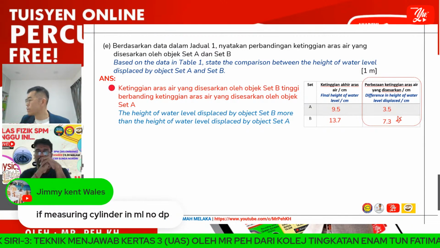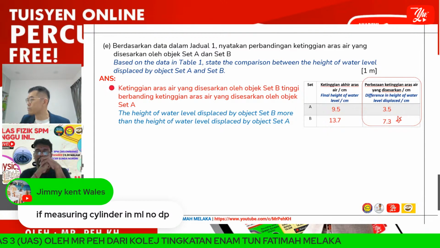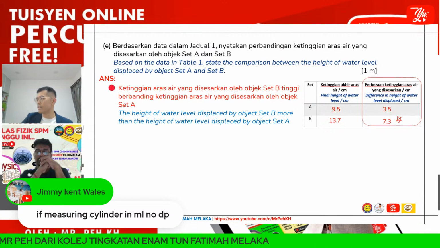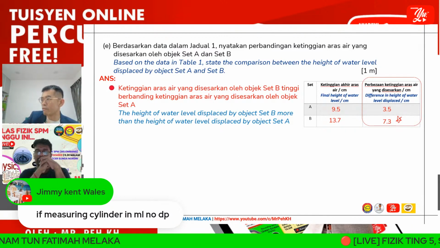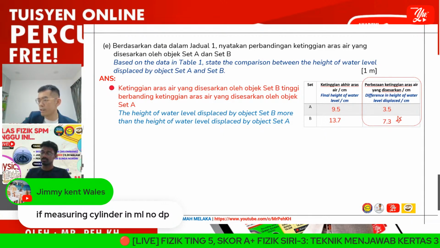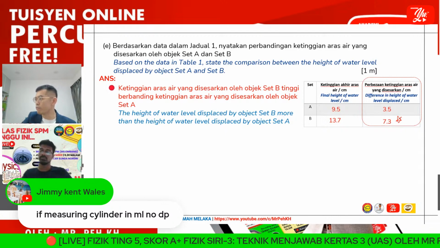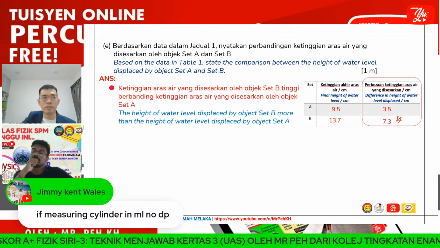Okay, so here, if it is a measuring cylinder in ml, no decimal place you can give. So this will be the discussion for our second question actually, related to the measuring cylinder. Again, you can give no decimal place or one decimal place with 0 or 5.